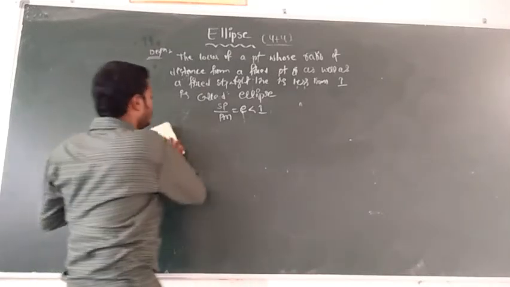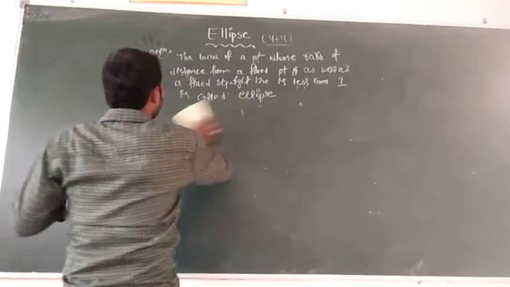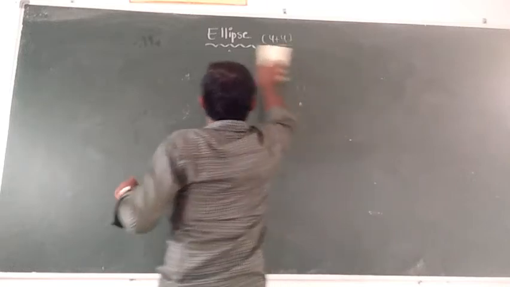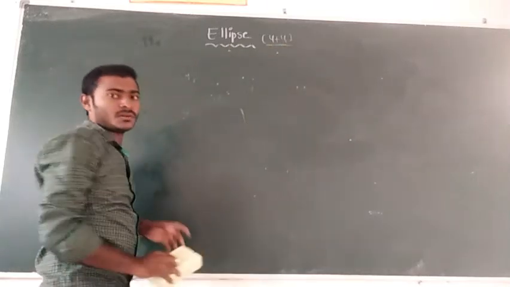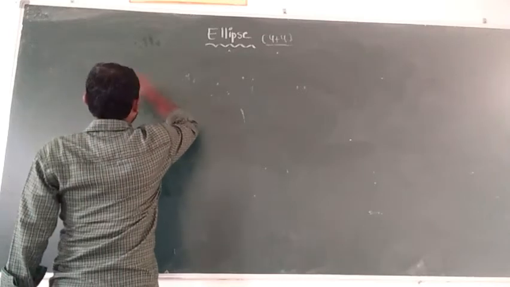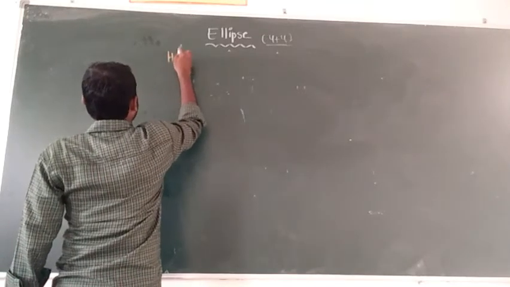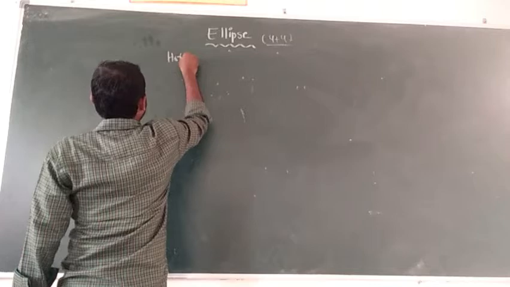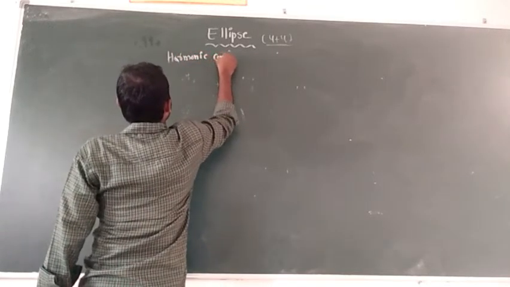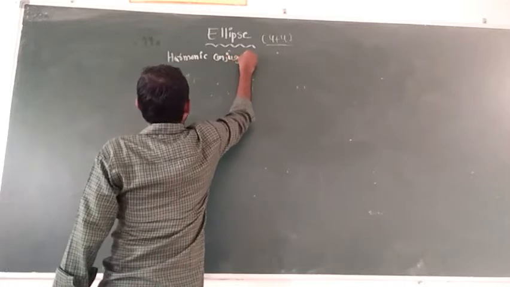Next, before going to the standard form of an ellipse, we can see one topic: harmonic conjugate points. Here we have a definition of harmonic conjugate points.